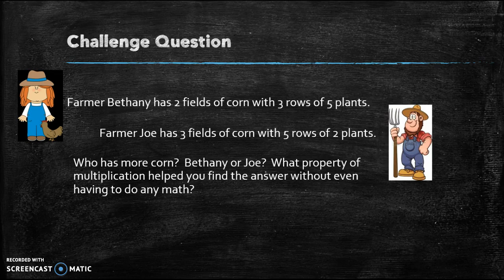Farmer Bethany has 2 fields of corn with 3 rows of 5 plants. Farmer Joe has 3 fields of corn with 5 rows of 2 plants. Who has more corn, Bethany or Joe? What property of multiplication helped you find the answer without even having to do any math? We'll go over the answer tomorrow in class, but right now I want you to answer those questions for me in your journal.